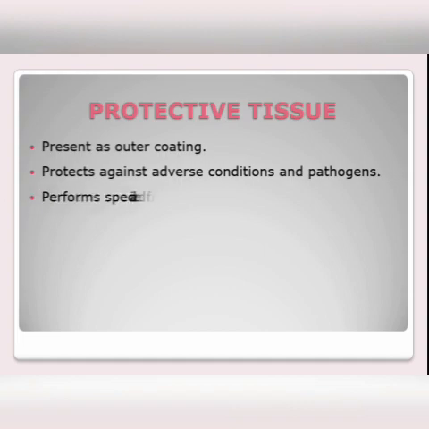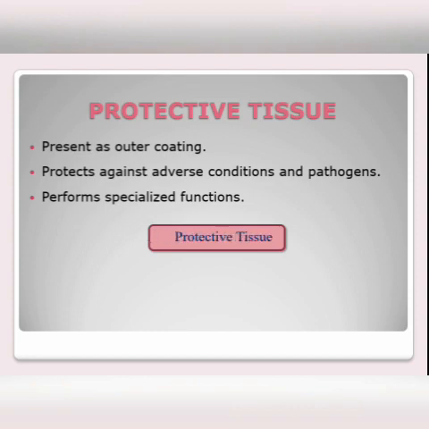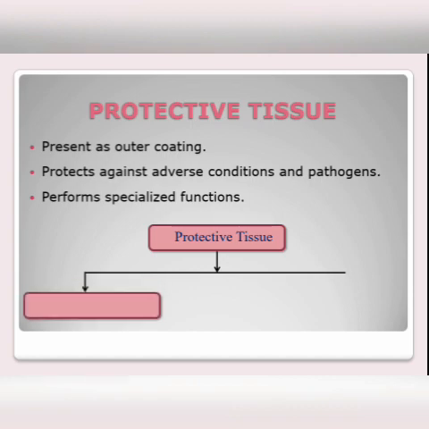Next, it performs specialized functions. Specialized functions in the sense that these tissues help in exchange of gases. It can also help in the absorption process as well. Protective tissues can be classified under two categories. Number 1, epidermis. Number 2, cork. In the next slide, we will first talk about epidermis.